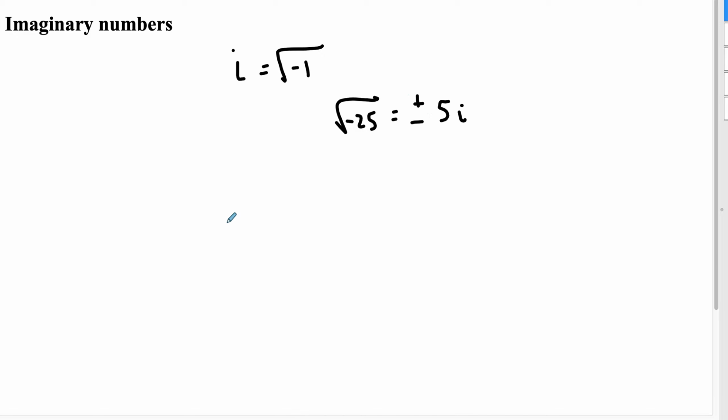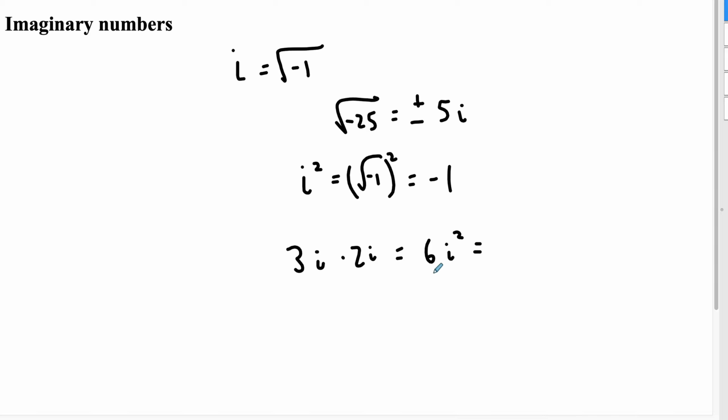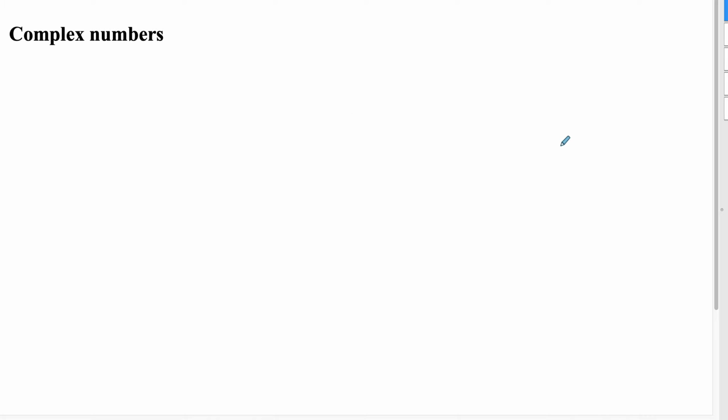Now, an interesting factoid: i squared is the square root of -1 squared. If we take an imaginary number times an imaginary number, like 3i times 2i, we get 6i squared, which is 6 times -1, which is equal to -6. So if we multiply two imaginary numbers by each other, we get a real number. Imaginary times imaginary equals real. Spooky, eh?